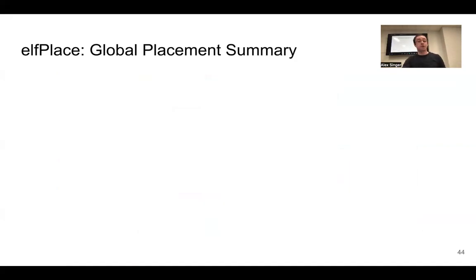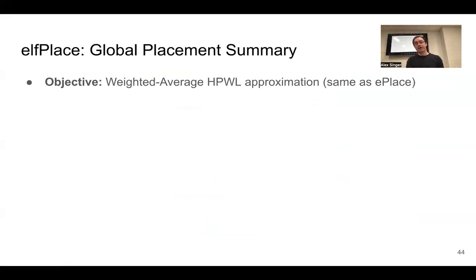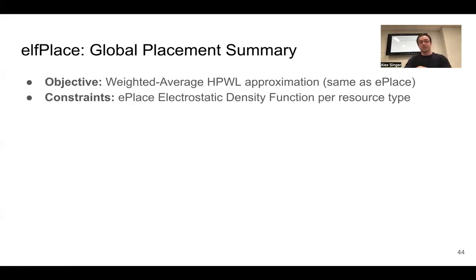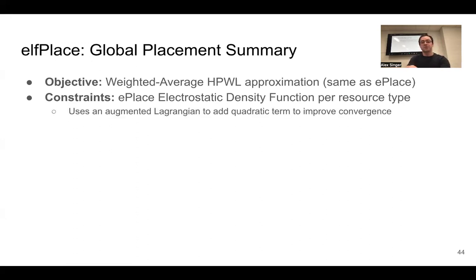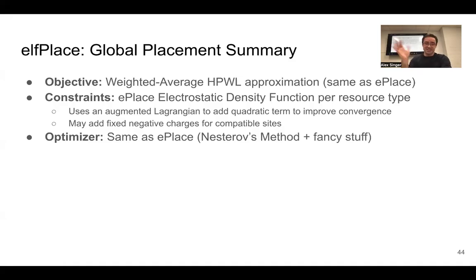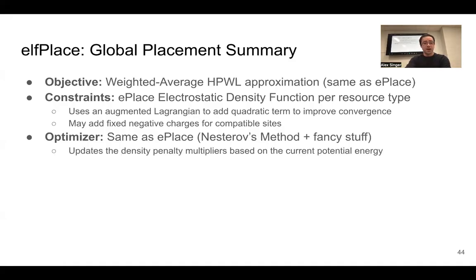So a summary of elfPlace. The objective is the weighted average HPWL approximation. It's the exact same as ePlace. The constraint is the ePlace electrostatic density function per resource type. Again, we're trying to get heterogeneity here. It uses an augmented Lagrangian to add quadratic terms to improve convergence. And they may add fixed negative charges for compatible sites, but again, they don't make that obvious. The optimizer is the exact same as ePlace. It's Nesterov's method plus the fancy stuff I talked about last week, which you can review. And it updates the density penalty multipliers based on the current potential energy.